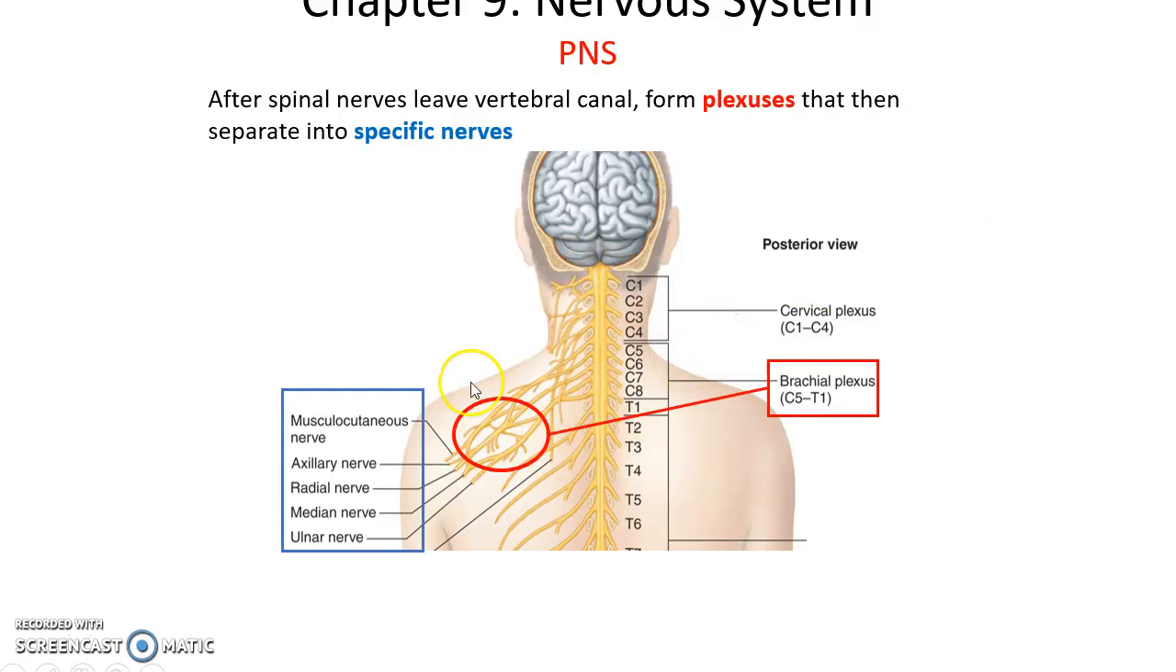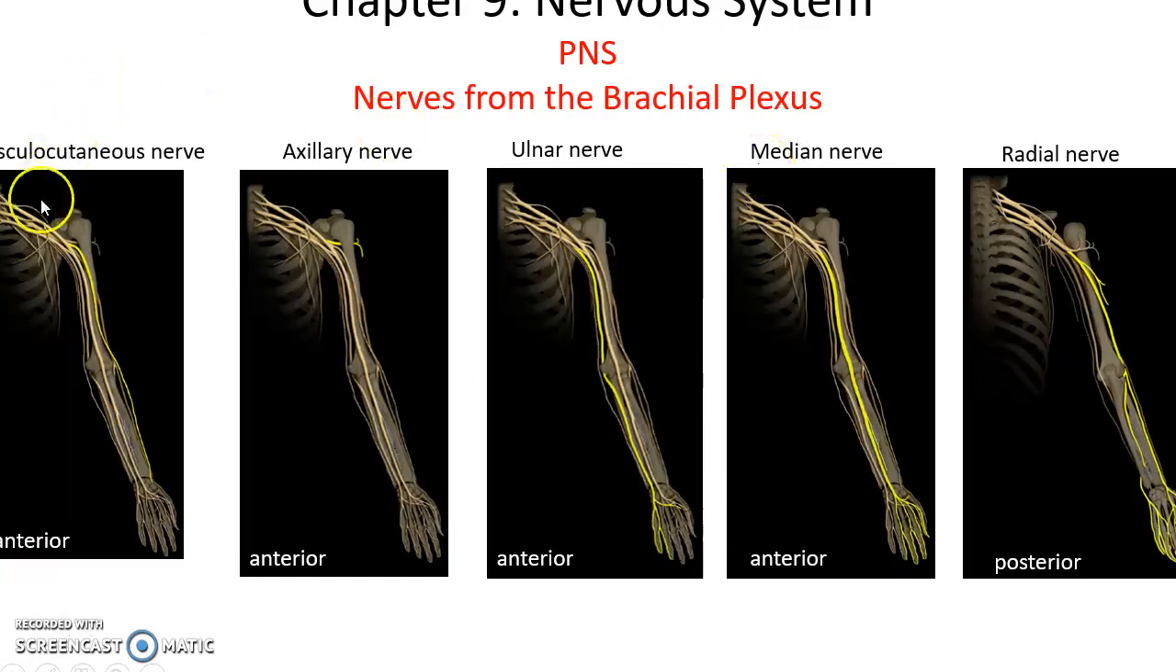Then we have the brachial plexus, primarily from cervical nerves, that will lead to the production of the named nerves of the upper limbs, such as the musculocutaneous nerve, the axillary nerve, the radial nerve, the median nerve, and the ulnar nerve, all coming from the brachial plexus. So musculocutaneous nerve, as you can see, will lead down the side, doing the more superficial structures of the arm.